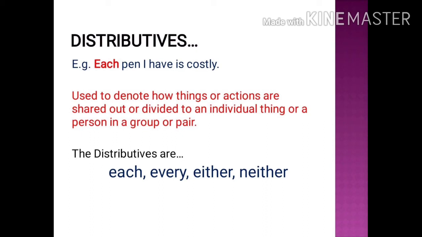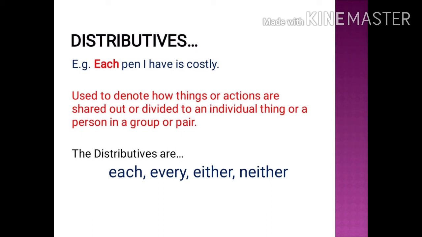So, distributives are used to denote things or actions divided between individual things or persons in a group or a pair. Imagine children, there are 40 students in your class. I am distributing chocolate to each child. So I would say each child received chocolates. Here I mean every single child from the 40 children received chocolates. So here you are speaking about one individual thing or one individual object from a group or a pair.